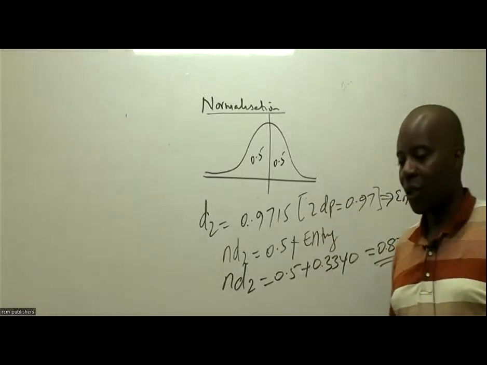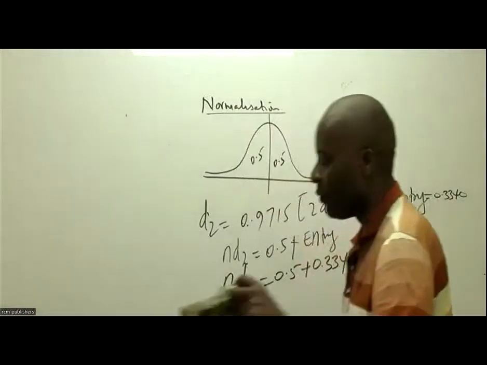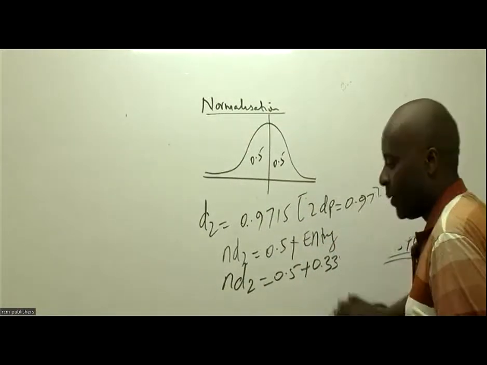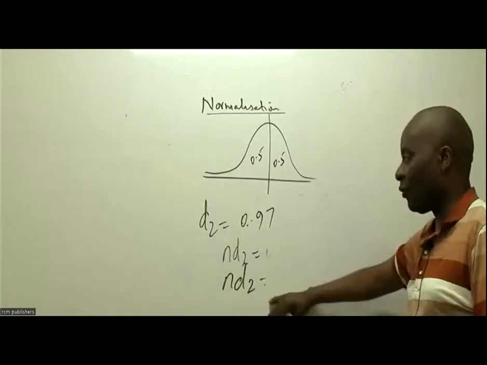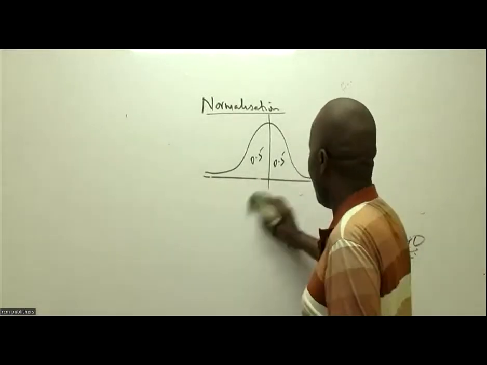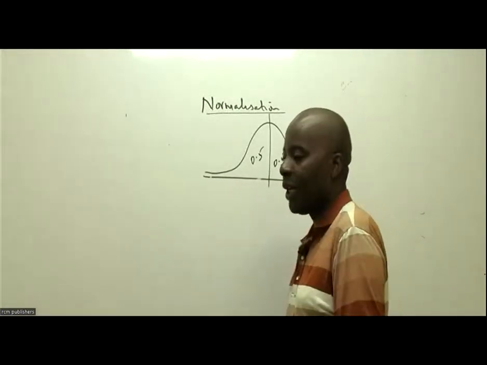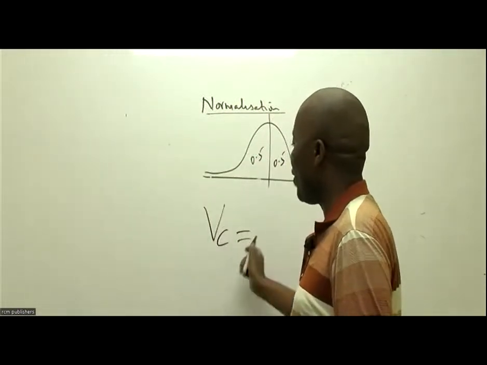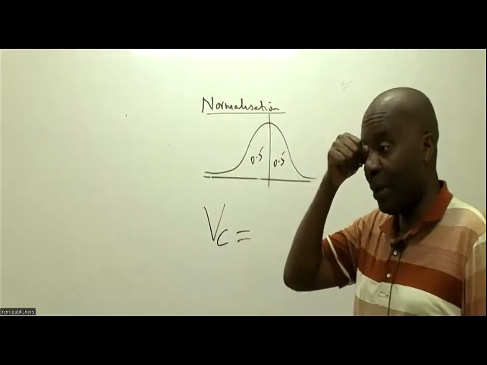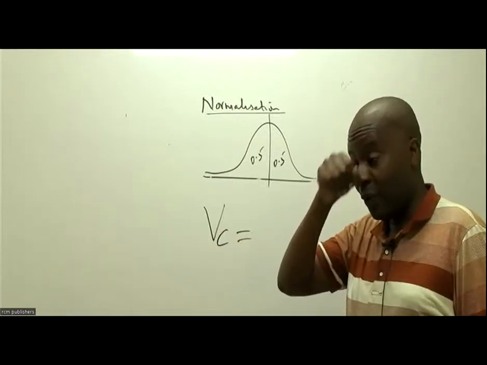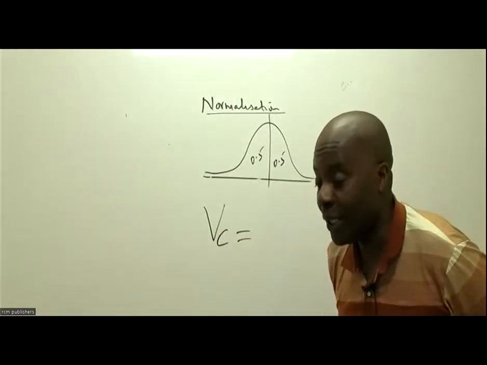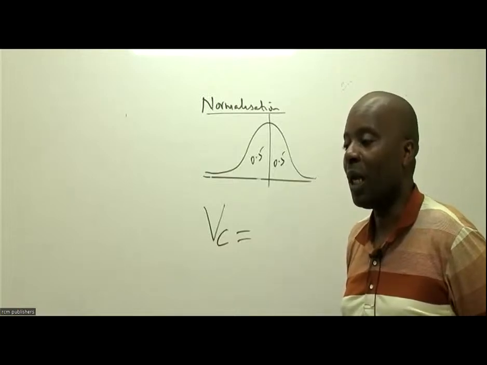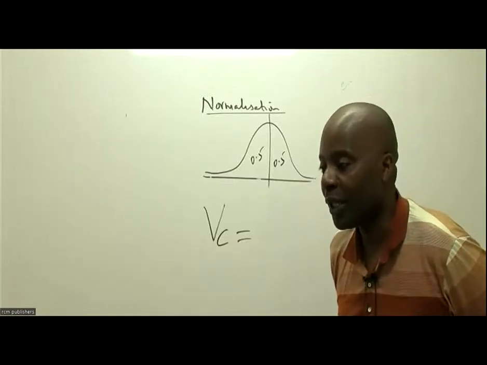VC, isn't it? So come and give us VC. VC is the value of a call option. So for the value of a call option, is there somebody who is able to remember the formula?